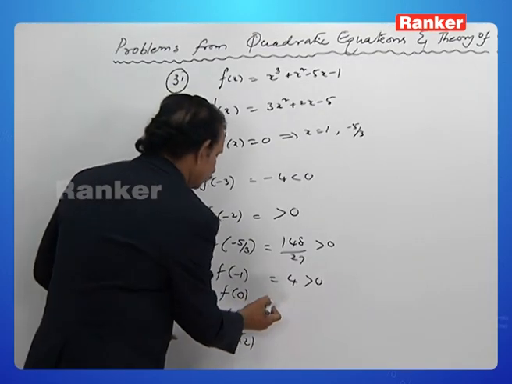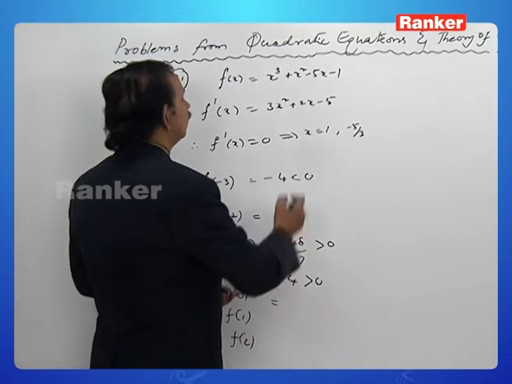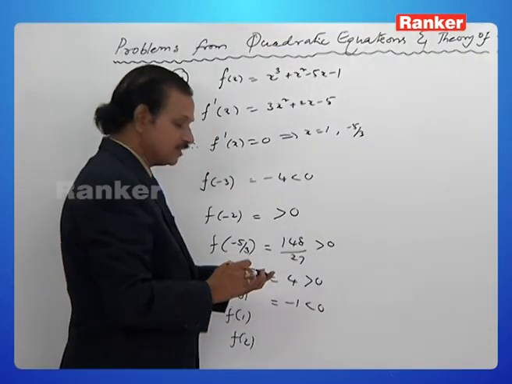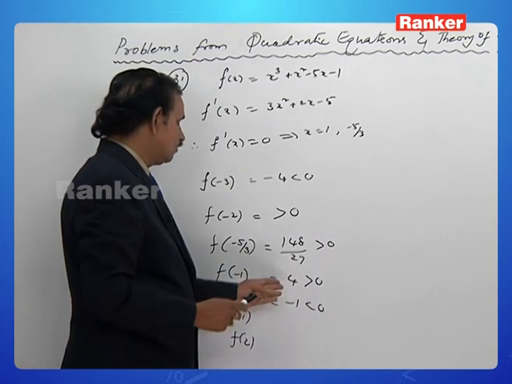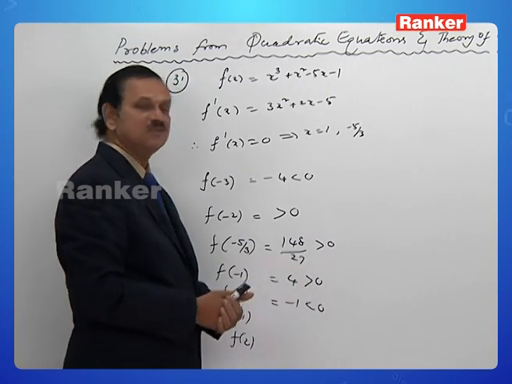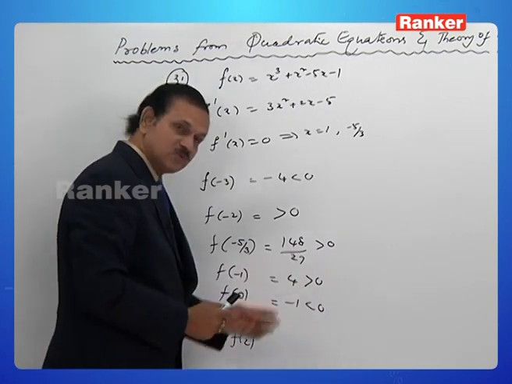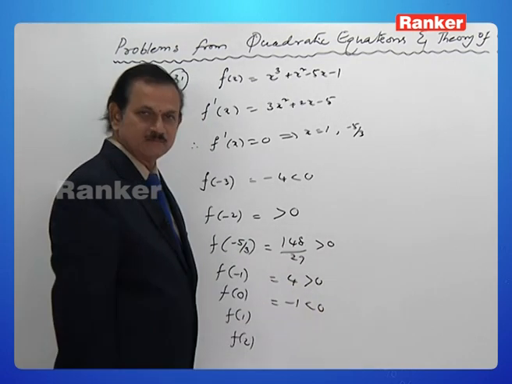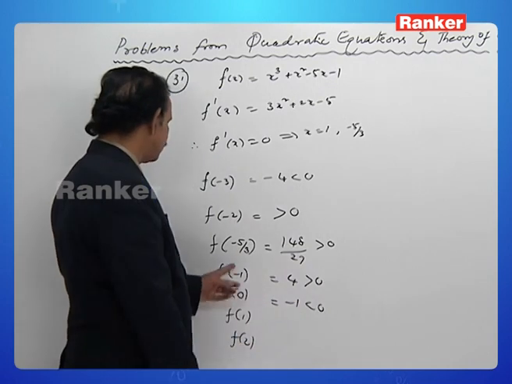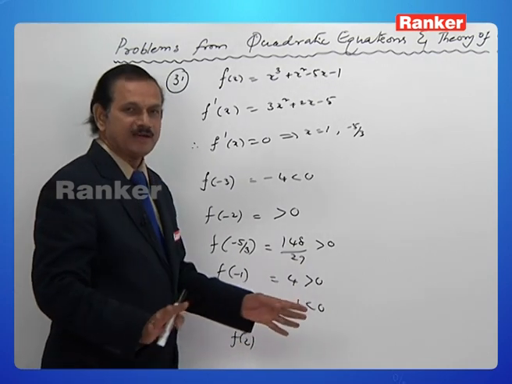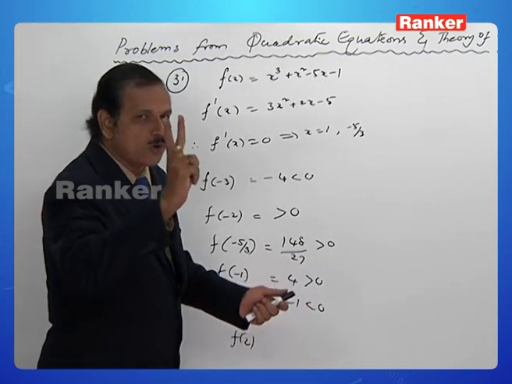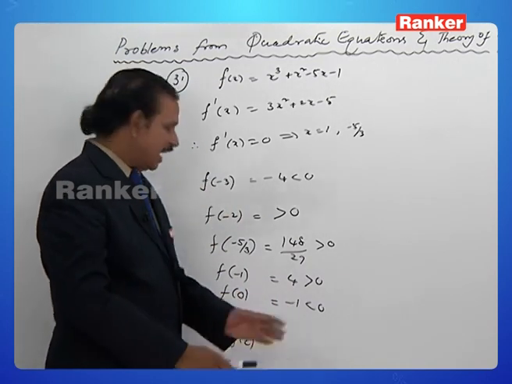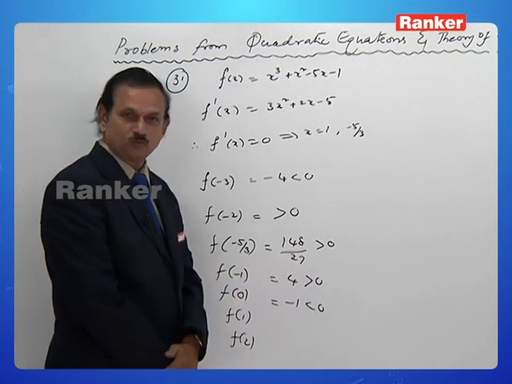What is f of 0? Minus 1. That is negative. Again, observe these two. 4 is greater than 0, minus 1 is less than 0. Sorry, f of minus 1 is greater than 0 and f of 0 is less than 0. We can expect that another root lies between minus 1 and 0. We could have got the information about two roots. One root lies between minus 3 and minus 2. Another root lies between minus 1 and 0.